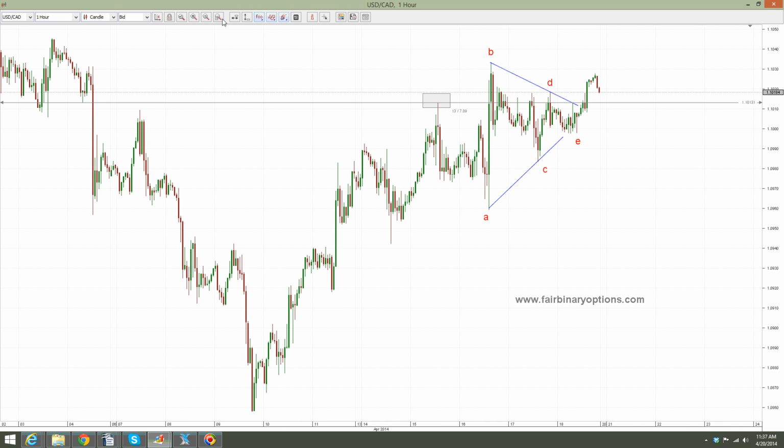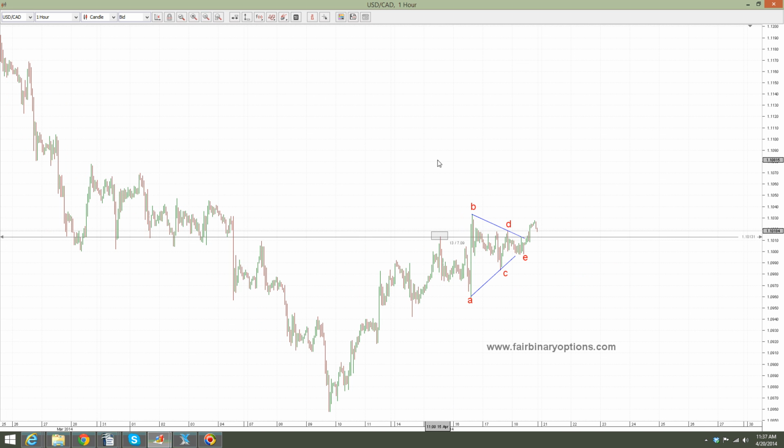However, what I would like to do here is to zoom out a bit and to point out the strategy, or how to trade this US dollar Canadian dollar heading into next week. Well, this triangle here that price has formed and just broke higher is actually the equivalent of this triangle here, like this. And in both cases, the triangle acts as a continuation pattern.